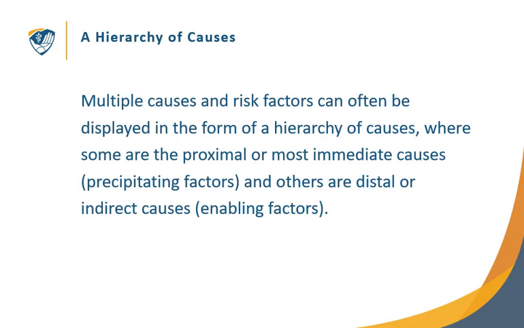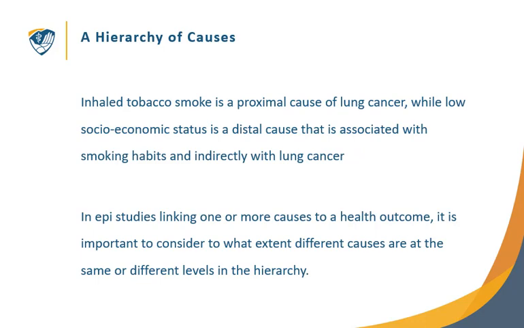Multiple causes and risk factors can be displayed in the form of a hierarchy of causes, where some are the proximal or most immediate causes, and others are distal or indirect causes. Inhaled tobacco smoke is a proximal cause of lung cancer, while low socioeconomic status is a distal cause that is associated with smoking habits and indirectly with lung cancer.